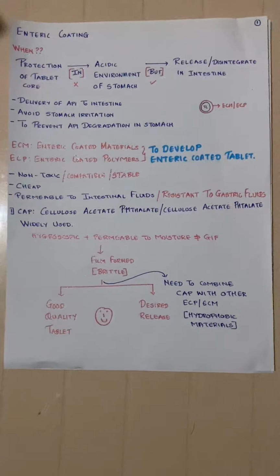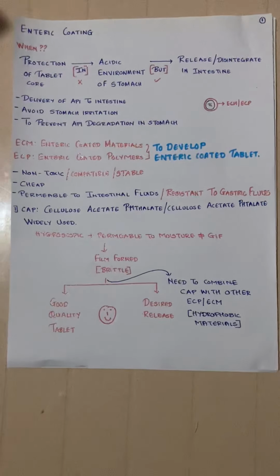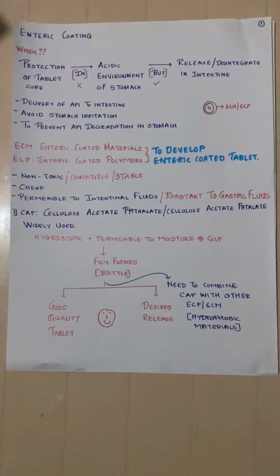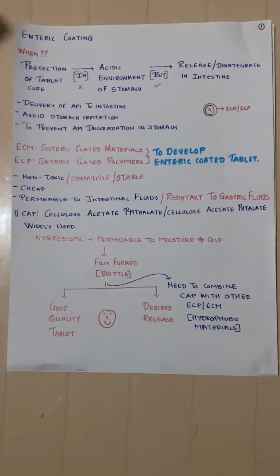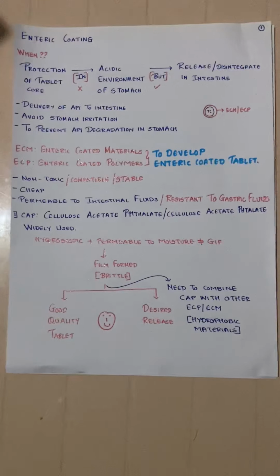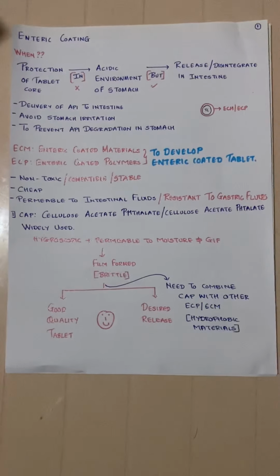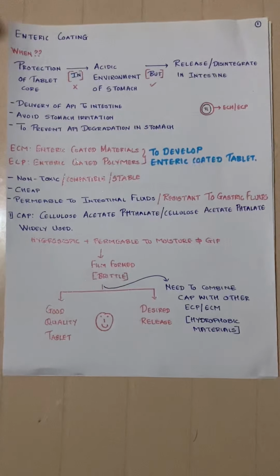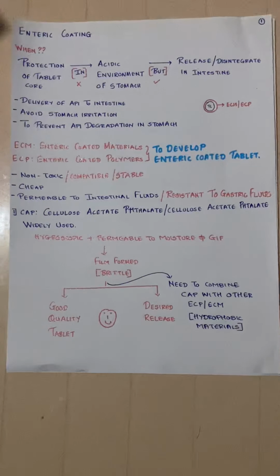There are different types of enteric coated polymers, but before we shift to each one of them, we should first understand what the ideal properties are. The first property is that it should be non-toxic. Point number 2, it should be cheap, that is economical. Point number 3, it should be compatible with the other added ingredients. Point number 4, it should be resistant to the gastrointestinal fluid environment.